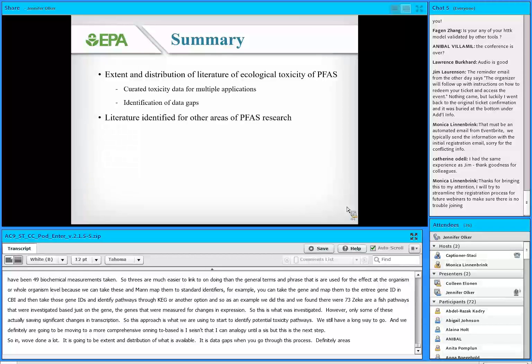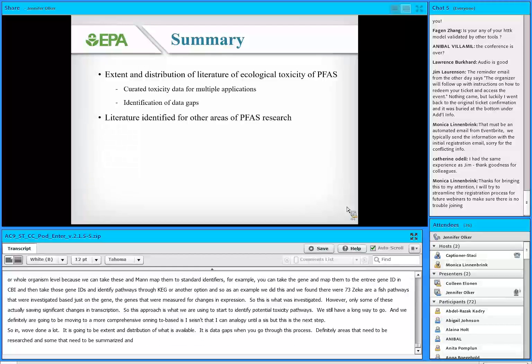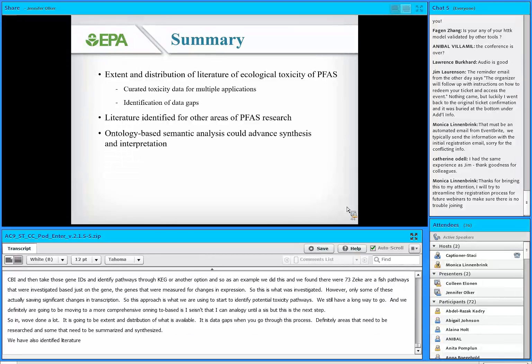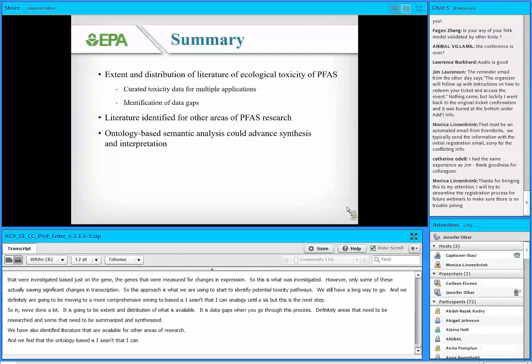We've also identified literature that are available for other areas of PFAS research, such as BCF and BAF. And we feel that the ontology-based semantic analysis really could help us advance the synthesis and interpretation, not only for this set of priority compounds, but across the entire ECOTOX knowledge base, all the compounds that are in there.